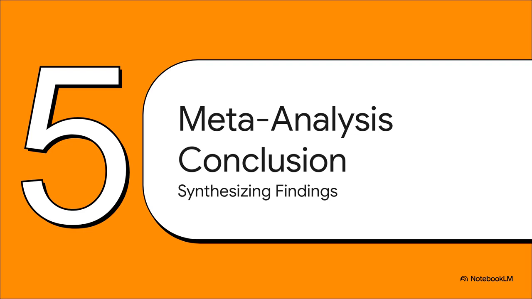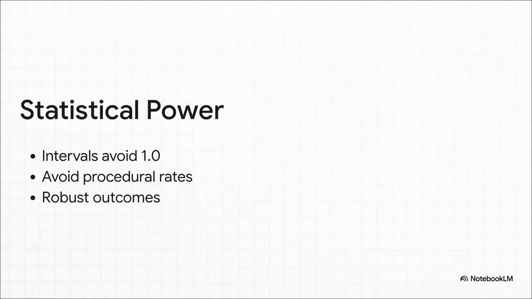Finally, Section 5, synthesizing the findings for the meta-analysis conclusion. Before we wrap up with the final numbers, we absolutely have to talk about statistical power. The data here indicates absolute statistical significance. In statistics, if a confidence interval overlaps with 1.0, which is the null value, it means there might actually be zero difference at all between the two things you're comparing.